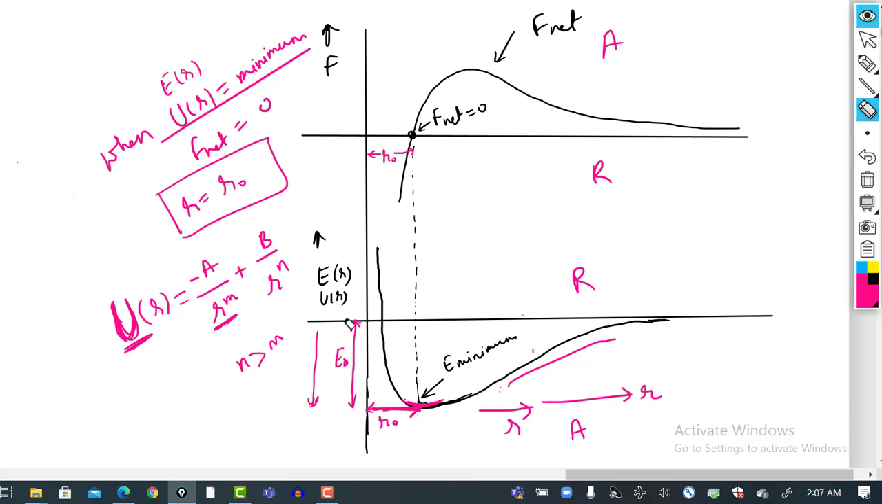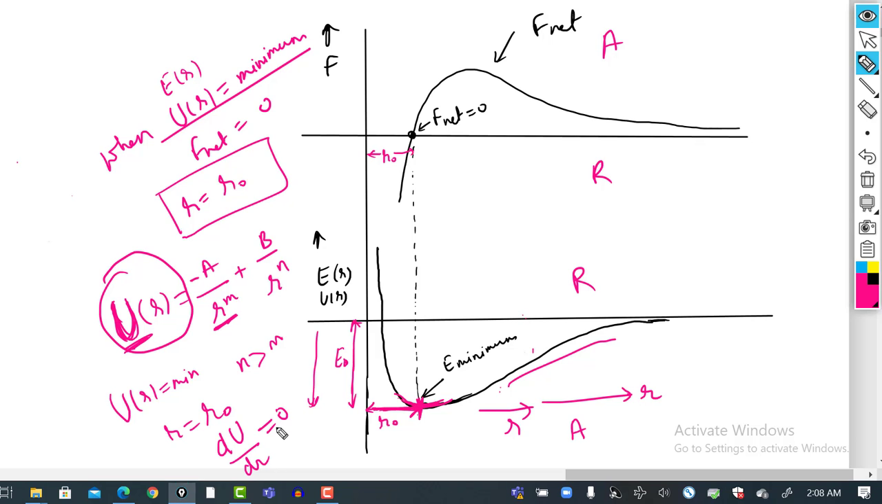So now you understood that this function is going to be minimum when U of R is going to be minimum. What does that mean? R will be equal to R naught. Because here U of R is minimum, R becomes R naught at this point. So we can apply the minima condition here to find out R naught. What is the condition of minima? The minima condition is that the first differential of the function with respect to R is equal to 0.